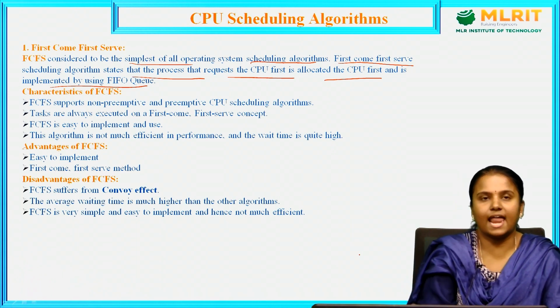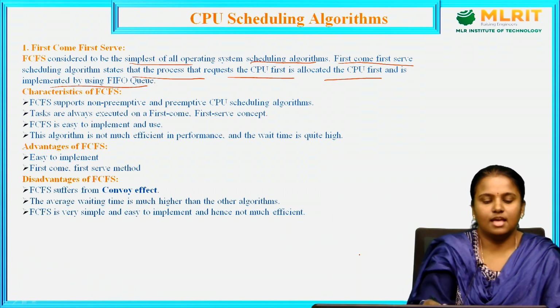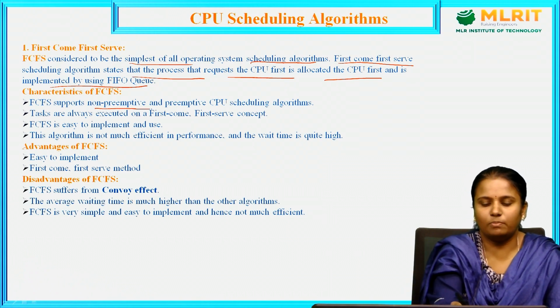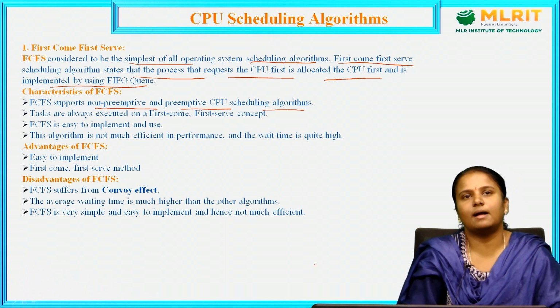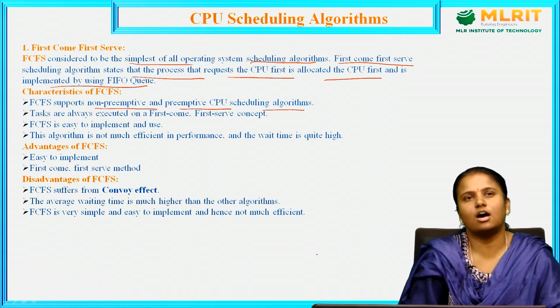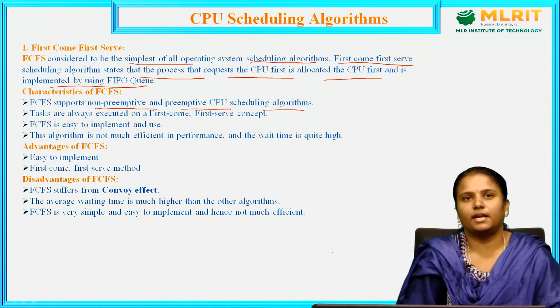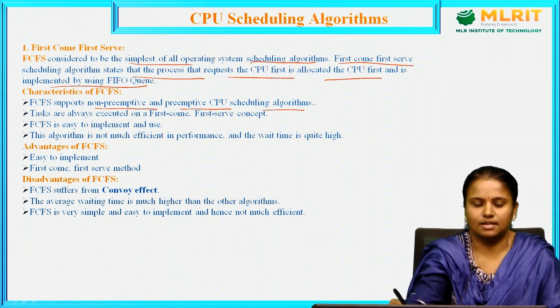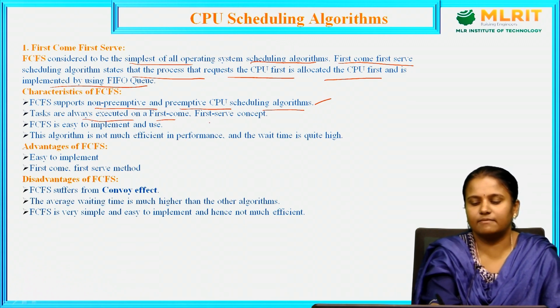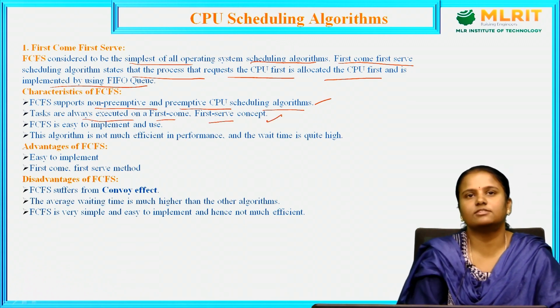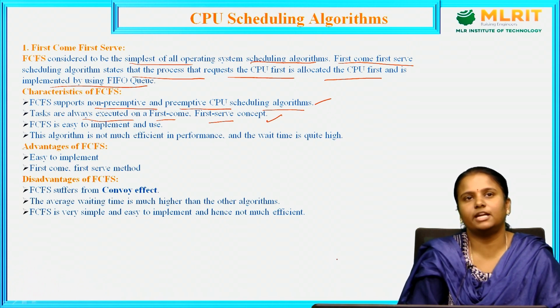Queue is nothing but first in, first out. So what are the characteristics of FCFS? FCFS supports both non-preemptive and preemptive CPU scheduling algorithms. Next, tasks are always executed on the first come first serve concept, because the task will be completed only on the basis of first come first serve.